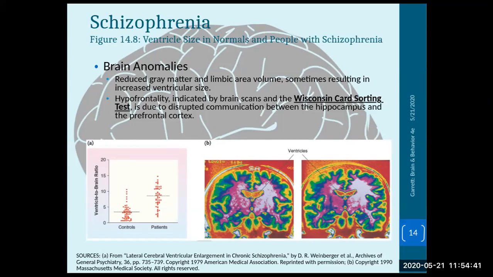And this seems to be due to disrupted communication, right? We talked about this in working memory, where the hippocampus and frontal lobe are working together, hippocampus and prefrontal cortex. So there seems to be a miscommunication or asynchronous activity between the hippocampus and the prefrontal cortex.